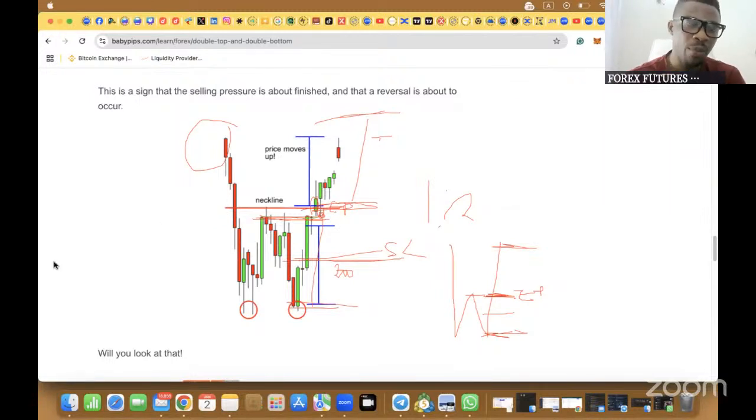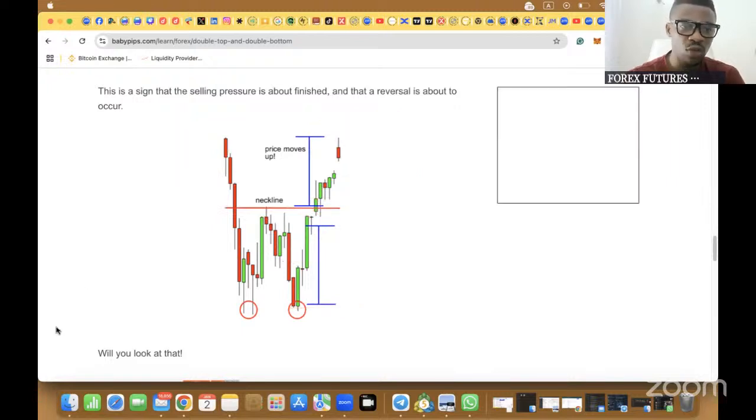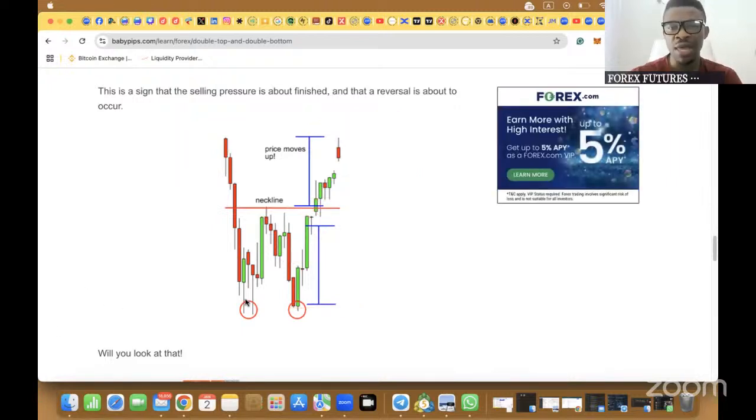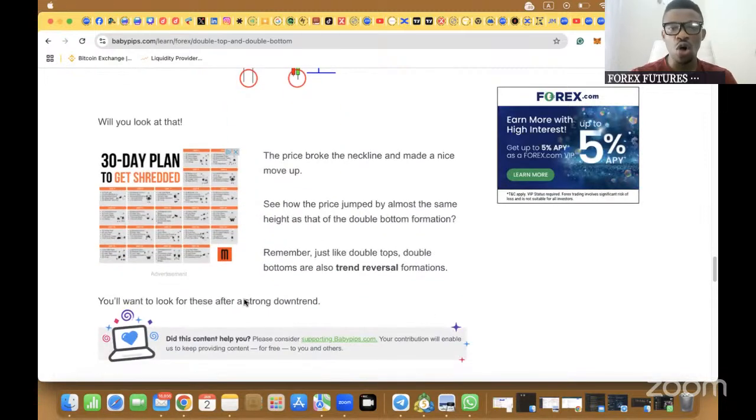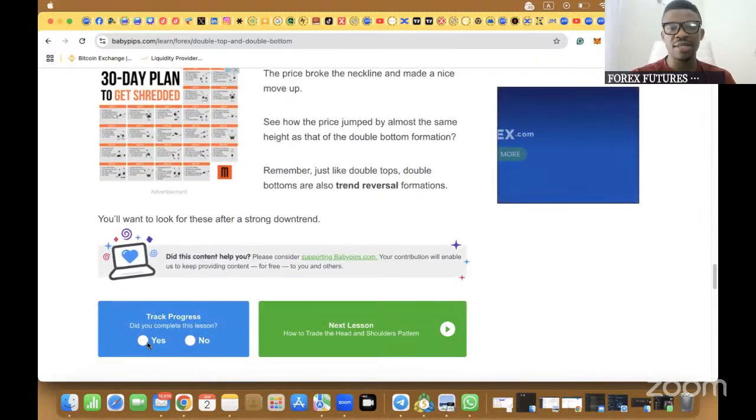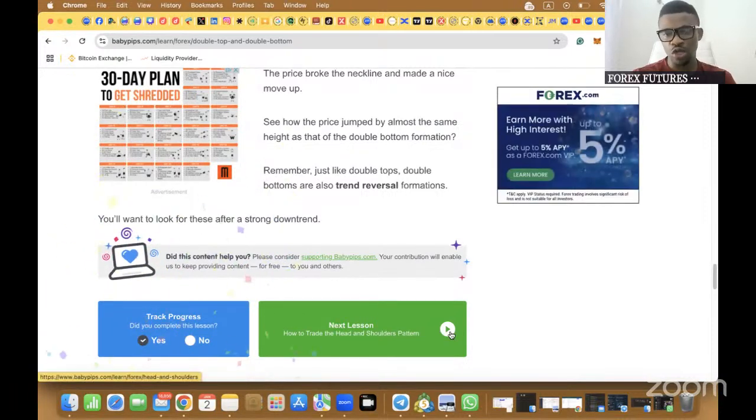I'm sure I'm communicating. I'm sure you are getting what I'm saying. Please, if you are with me, if it's making sense, I want you to go to the chat box and write double bottom. For me, I like to trade double bottom more than double tops.